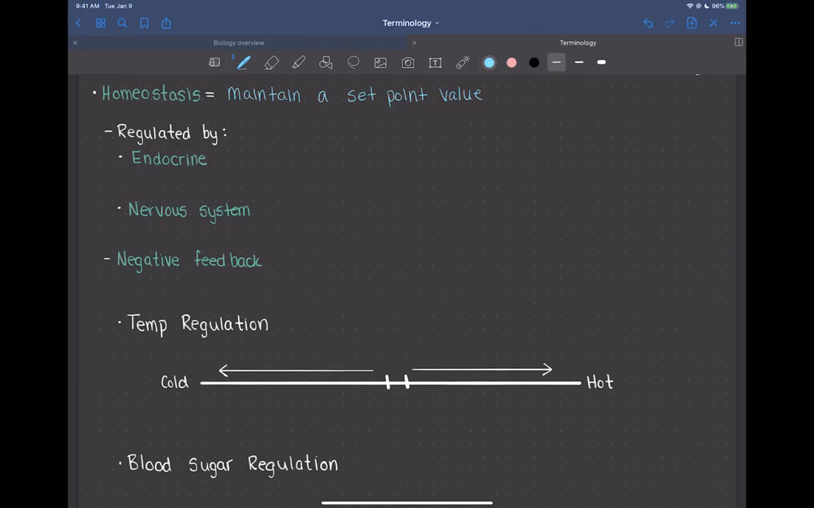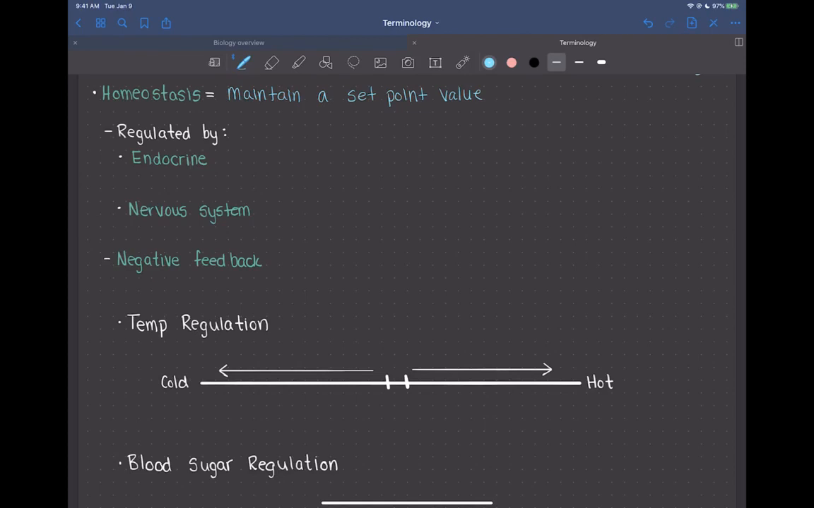But the body maintains homeostasis of many, many different things. Temperature is one of them. pH is another. Blood glucose, different waste products in the body, oxygen, carbon dioxide. A lot of different things are maintained within homeostasis because your body requires that specific range.